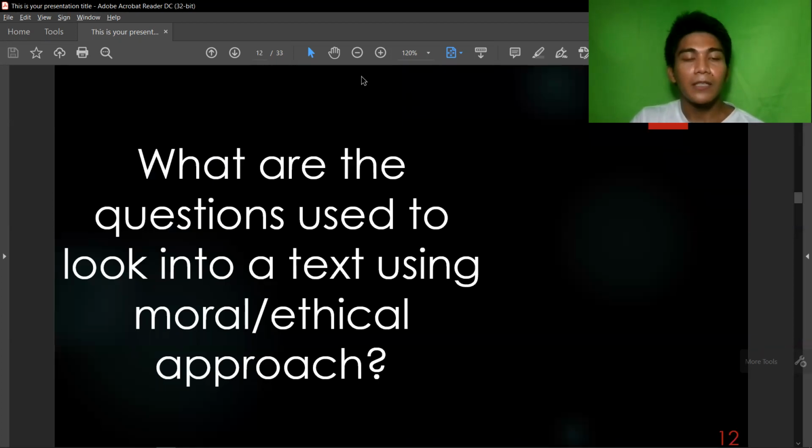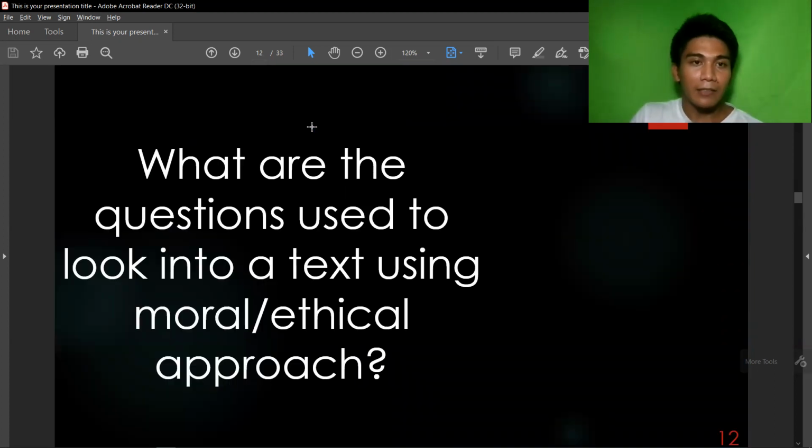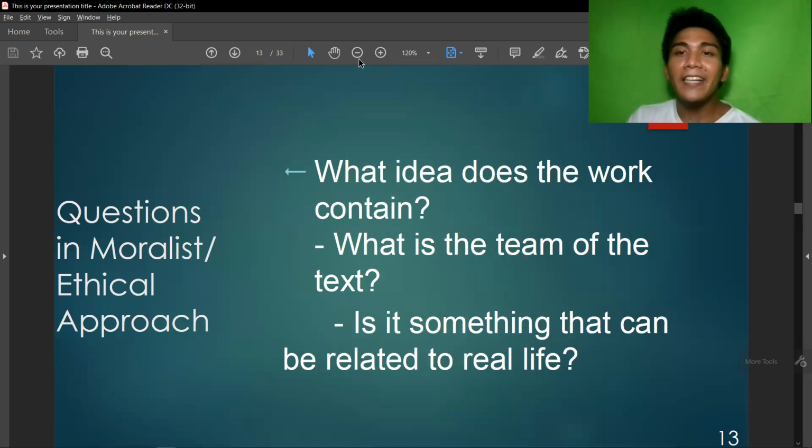Okay? So what are the questions used to look into a text using the moral or ethical approach? These questions will help us look into a text using the moralist approach. Number 1, what is moral or ethical? Now, what idea does the work contain? What is the theme of the text, and is it something relatable to your life? What is it about? Is it about family, love, or anything else?